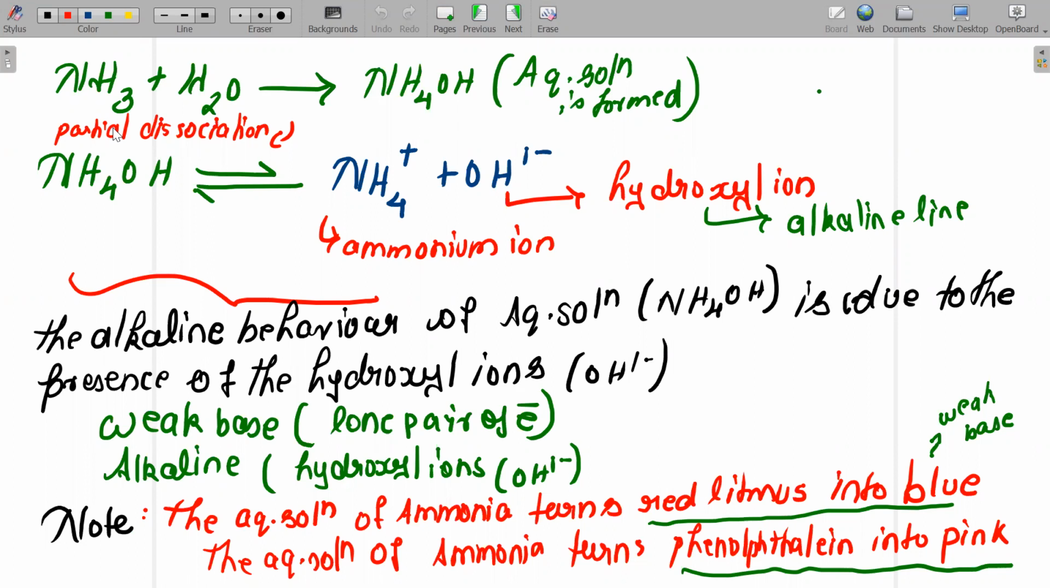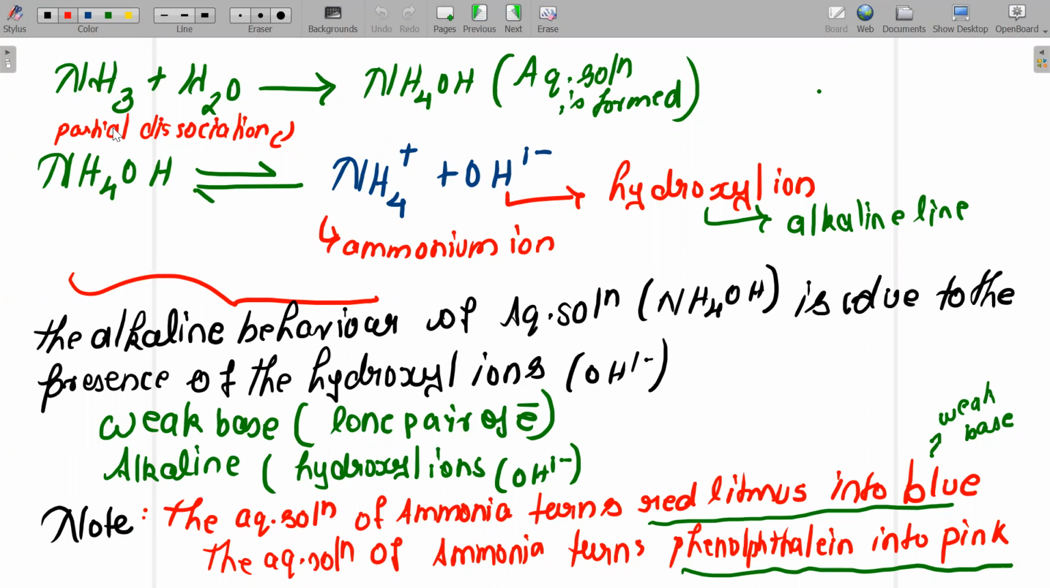Children, once again I will repeat. We have two equations. The first equation is nothing but aqueous solution formation of ammonia. For that, take some ammonia, add some water, you will get NH4OH. Now this NH4OH is undergoing partial dissociation. When it undergoes partial dissociation, you will get NH4+ and OH-. This NH4+ is nothing but ammonium ion. OH- is nothing but hydroxyl ion. This hydroxyl ion is the reason behind the alkaline nature of ammonia.